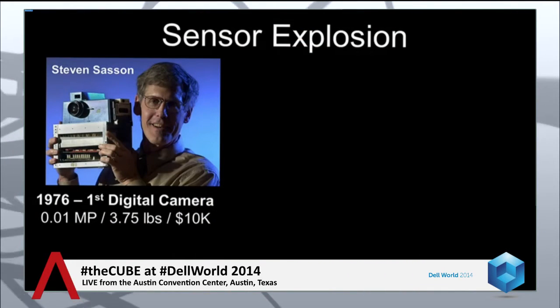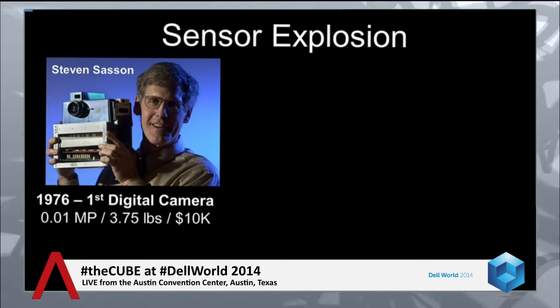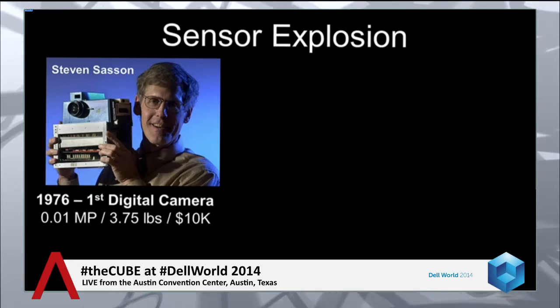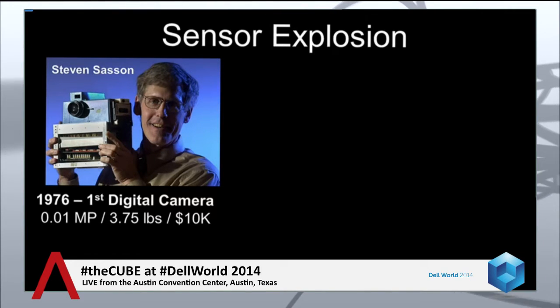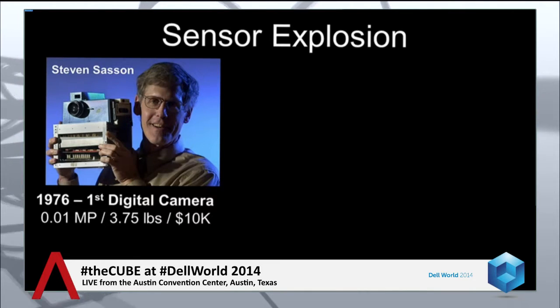And just to give you a couple of examples to bring this home, I love this. This is Steven Sasson, the guy who came up with the first digital camera at Kodak in 1976. It was 0.01 megapixels, right? You can imagine walking to the boardroom of Kodak and saying, here it is, the future of Kodak. And of course, they ignored this and filed Chapter 11 in 2012.